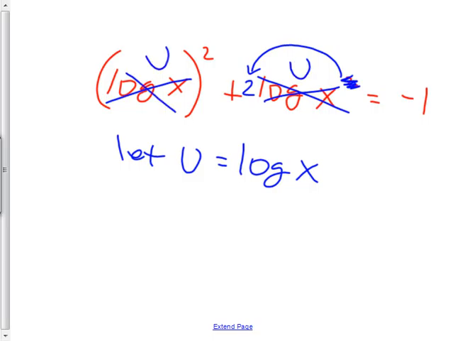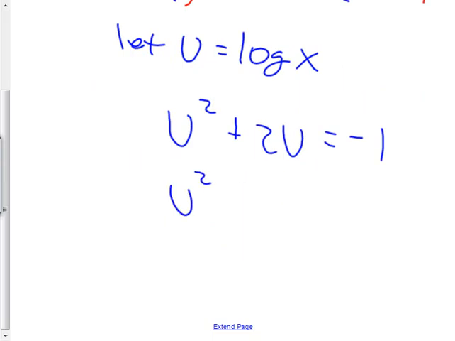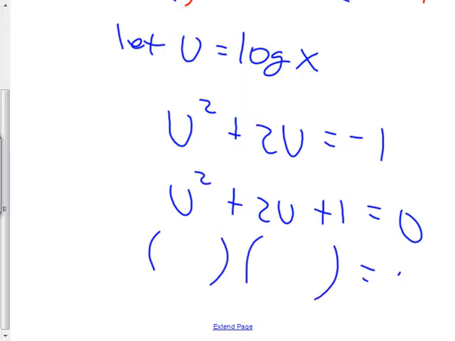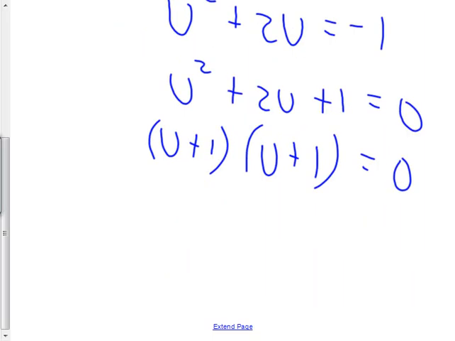Okay? So now I got a u here and a u there, so I got u squared plus 2u equals negative 1. Then I have u squared plus 2u plus 1 equals 0, and then I can factor that puppy, u plus 1 and u plus 1. Am I making any mistakes yet? Okay, and then I got the same answer twice, which is kind of handy. u equals -1.